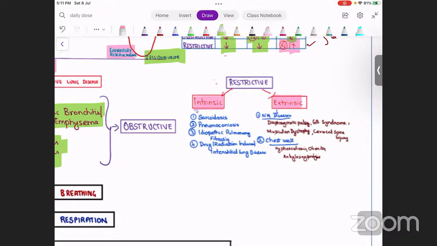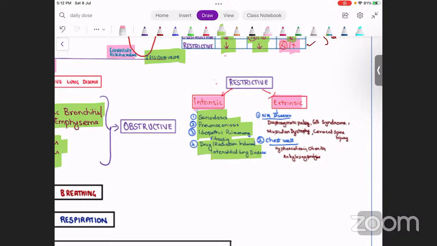So speaking about extrinsic and intrinsic, the intrinsic diseases are like the pneumoconiosis, for example byssinosis, bagassosis, whatever the acquired diseases, will come under the intrinsic pattern. While you have sarcoidosis, pneumoconiosis, idiopathic pulmonary fibrosis, and anything that can be induced, like a drug or radiation induced interstitial lung disease, you may see it as a restrictive pattern. And then you have the extrinsic one.